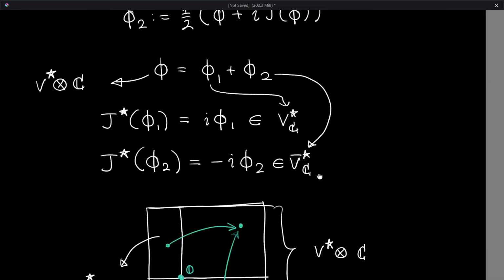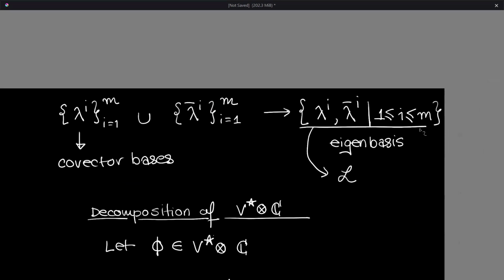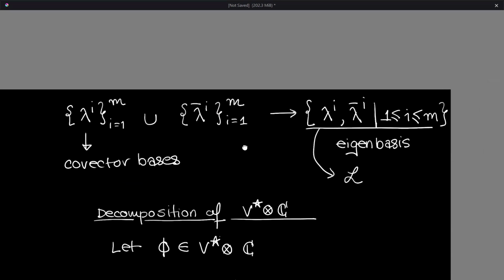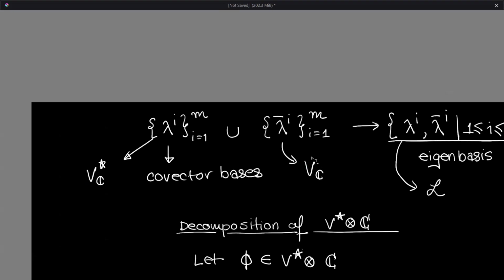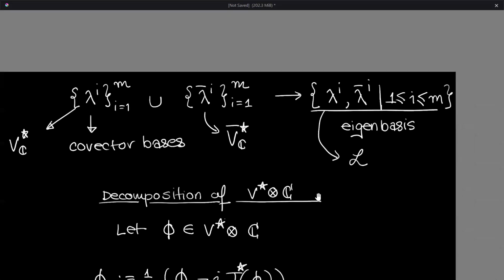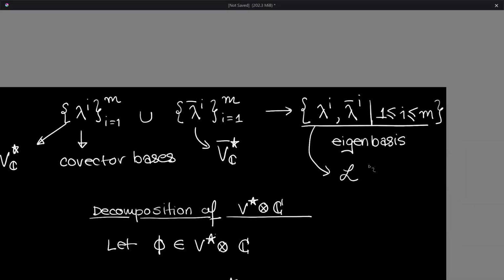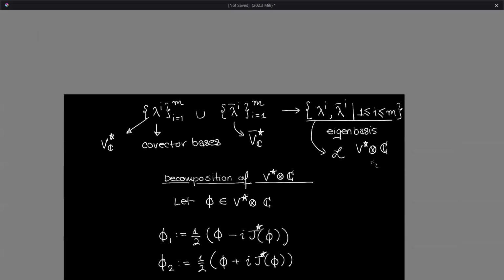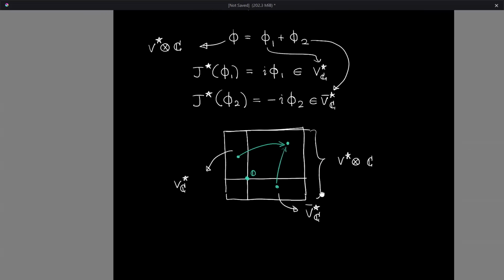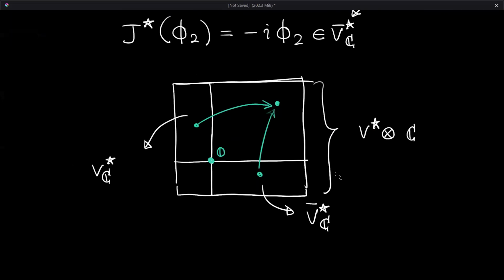In fact, that's exactly what we did here, right? We took a basis. So this is purely from VC star, and this is purely from VC bar star. And so this basis, which is a basis for V star cross C, is a union of these two, right? So we literally have a basis that is decomposed in terms of these two subspaces.